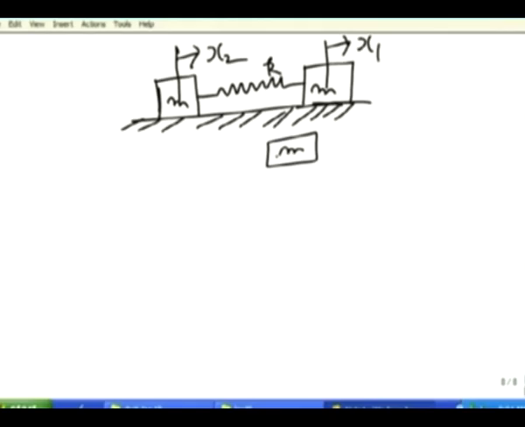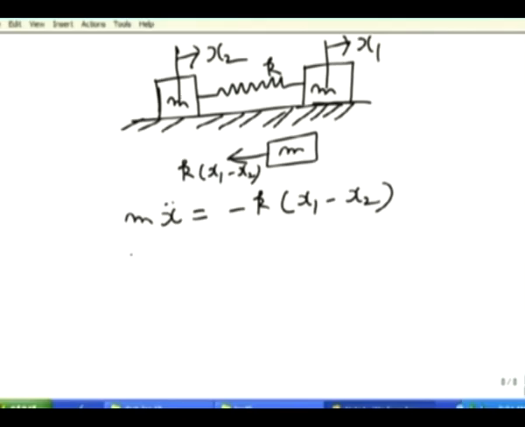So, this is mass, and then there is a spring force, that is K times (x1 minus x2). So, the equation becomes m x double dot is equal to minus K (x1 minus x2). For the other mass, the equation will be m x double dot is equal to minus K (x2 minus x1). This is x1, this is x2.